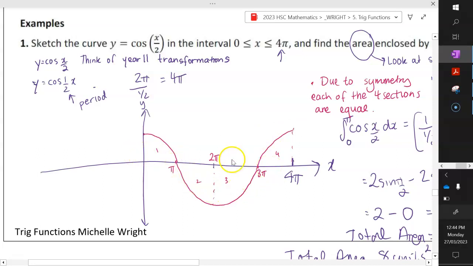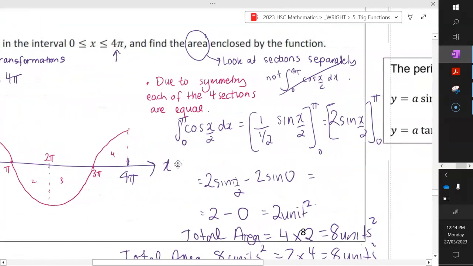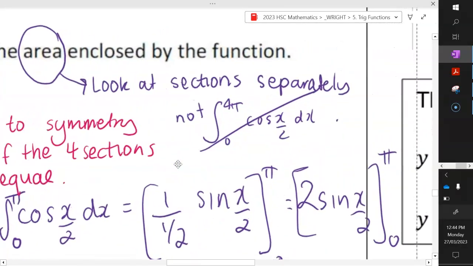So what I'm going to do is find the area of region number 1, and I'm going to multiply it by 4. Now what I also want you to think about in here, and I've crossed it out up here under my integral, I do not want to do this.